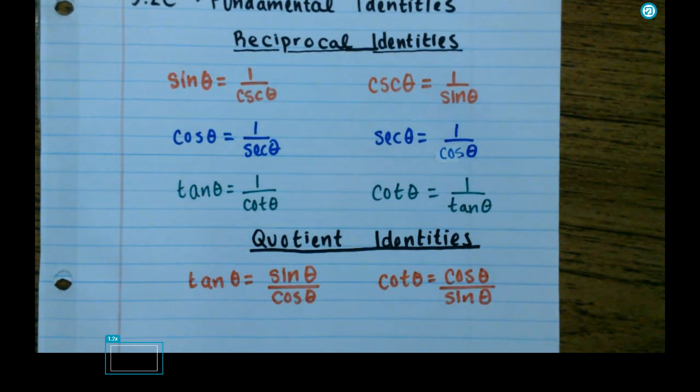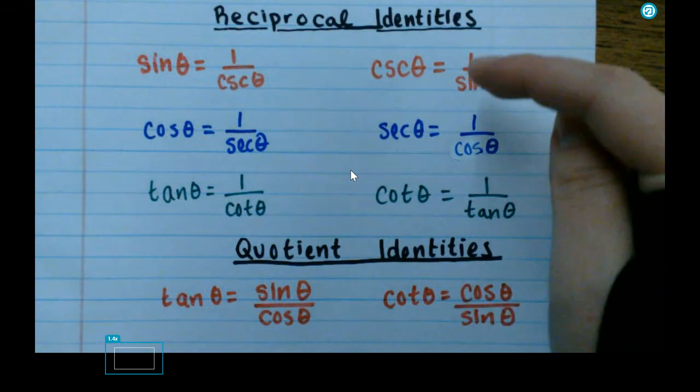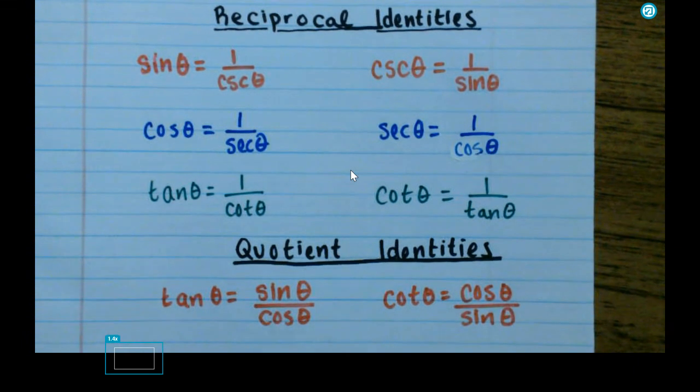So there are 8 identities. They go super hand in hand. Like these 3 are essentially the same as these 3, and these 2 are essentially the same as each other, just different forms of the same thing. Any questions about those?